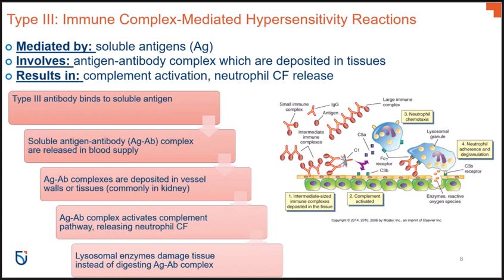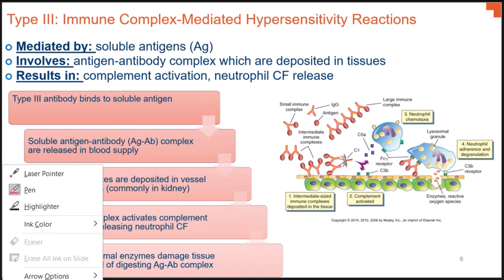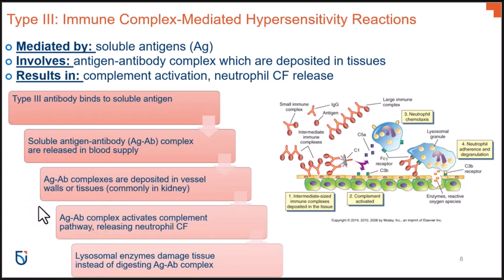So now we're on to talking about our third type of hypersensitivity, and this one is called immune complex mediated hypersensitivity reactions. Most of the type 3 hypersensitivity reactions are caused by an antigen antibody complex, sometimes called an immune complex. Okay, antigen antibody complex. And these are formed in the circulation and then deposited later in either vessel walls or other tissues. So you can see how that can be problematic.